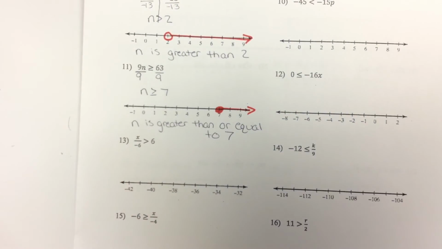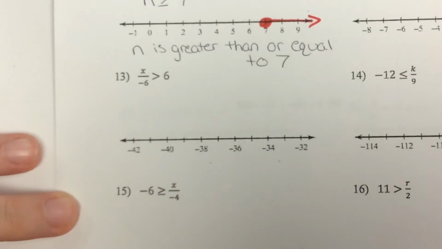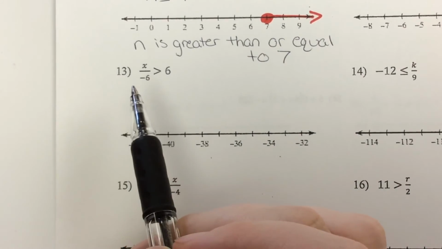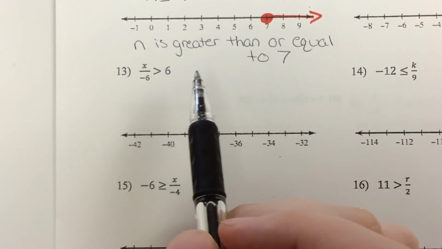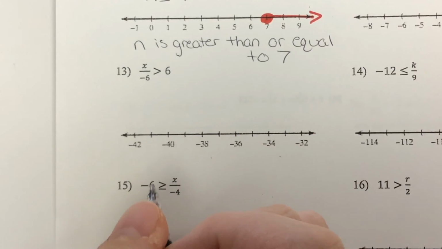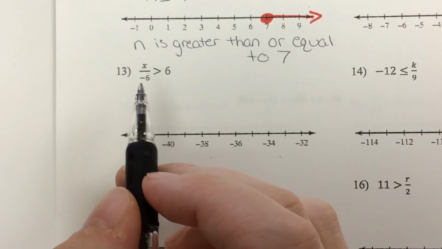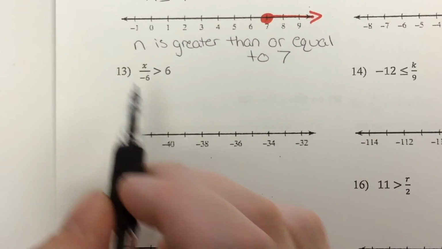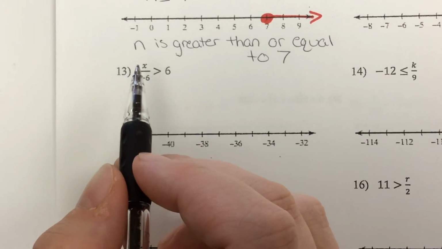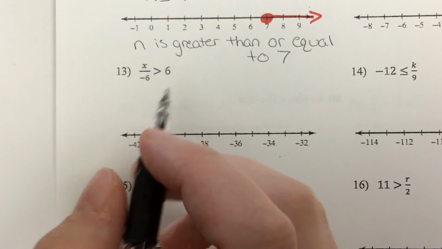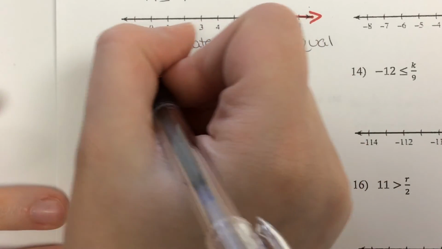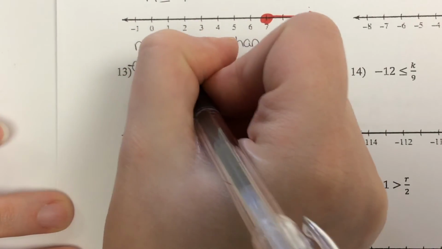I'm noticing that my marker is bleeding through to the other side of my notes, so I'm going to switch to a highlighter here. Okay, number 13. We have x divided by negative 6 is greater than positive 6. So we need to solve. X is being divided by negative 6, so we need to use our opposite operation. Opposite of divide is to multiply. So we need to multiply each side by negative 6.